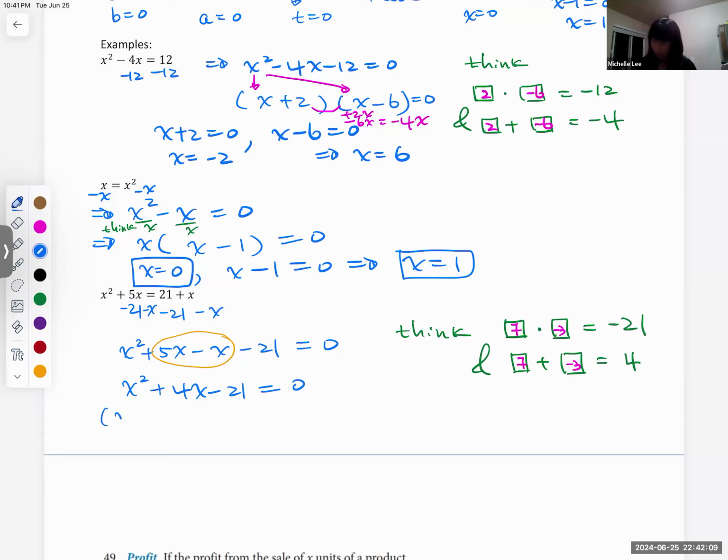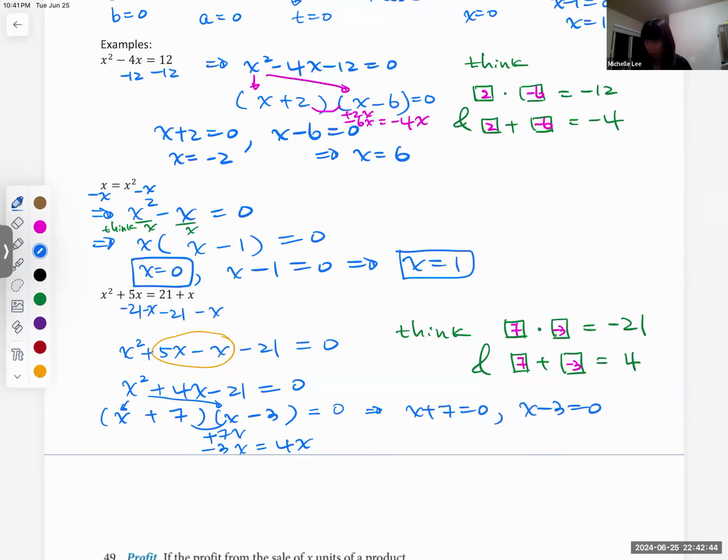So we have x times x to make x squared, and then positive 7, negative 3. Let's check that. We have a positive 7x and negative 3x to make a positive 4x, yeah? Middle term. So we have the zero product property. This one equals 0 and that one equals 0. So in that case, x plus 7 equals 0, x minus 3 equals 0, x equals negative 7, and x equals positive 3, right?